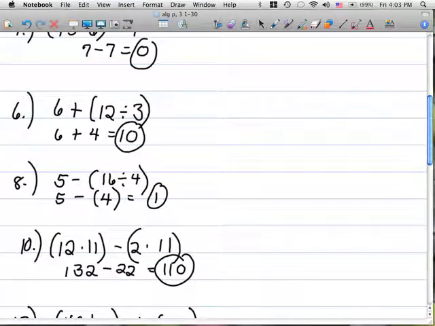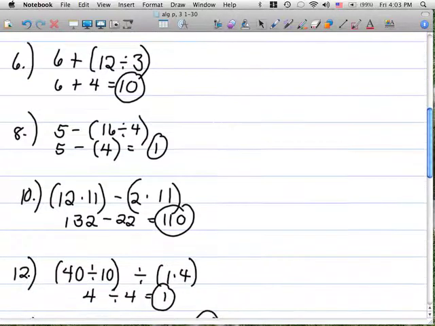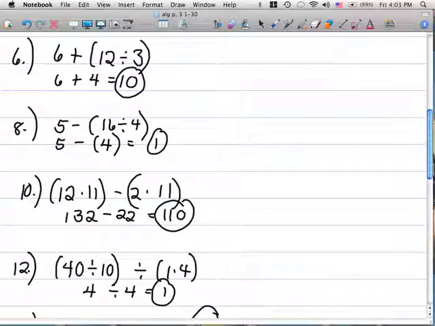Skip a line, number 8, copy the problem down. You have 5 minus the quantity 16 divided by 4. Doing what's in grouping symbols first, 16 divided by 4 is 4. Now subtract 5 minus 4 equals 1. Skip a line, copy number 10 down. You have the quantity 12 times 11 minus the quantity 2 times 11. We do grouping symbols first, we get 132 minus 22, which is 110.